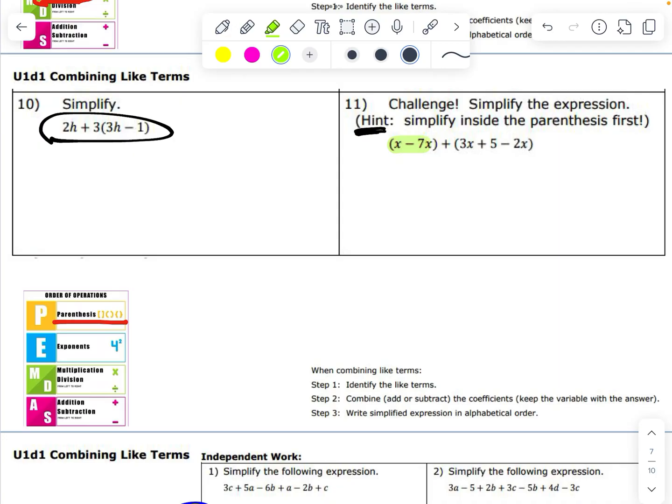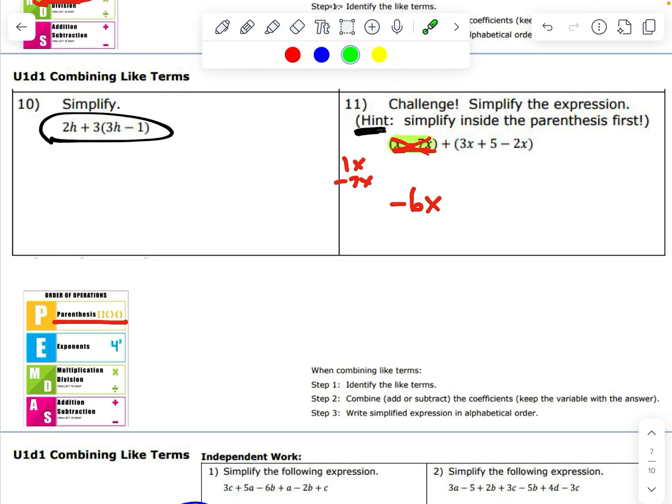Now this one, snuck that in there, this x and that x are alike. So inside that parentheses, we have a 1x, and we're subtracting a 7x. So 1 minus 7 is -6x. So inside the parentheses, we found something that we could simplify. So now we don't have this parentheses anymore. We know it's -6x.